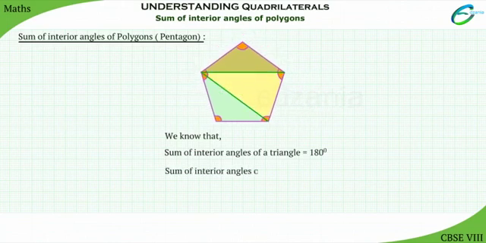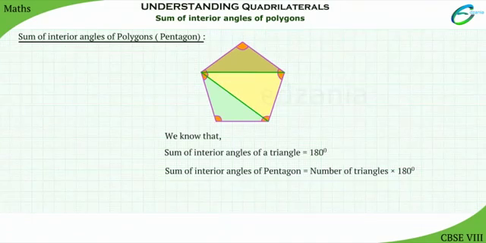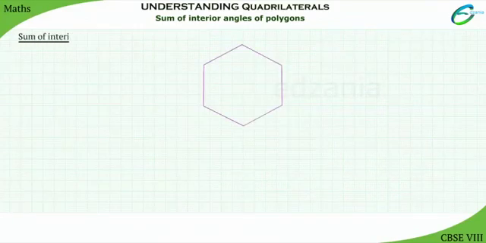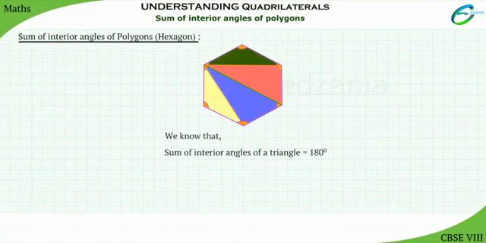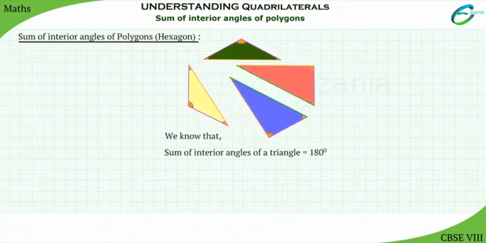So the sum of interior angles of a pentagon is equal to 3 times the sum of interior angles of a triangle, which is equal to 3 times 180 degrees, that is equal to 540 degrees. What is the sum of interior angles of a hexagon? We need to know how many triangles are formed in a hexagon. 6 minus 2 equals 4.